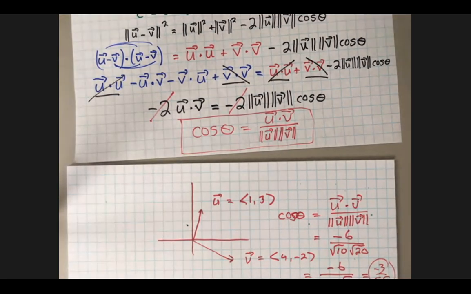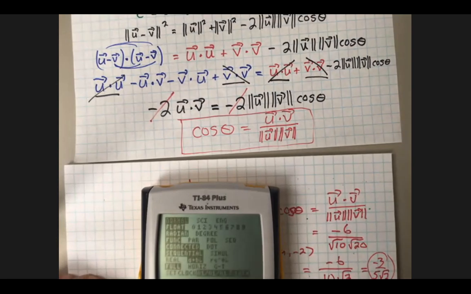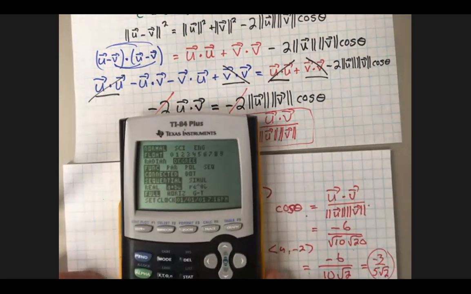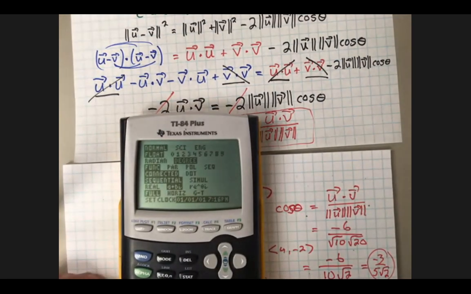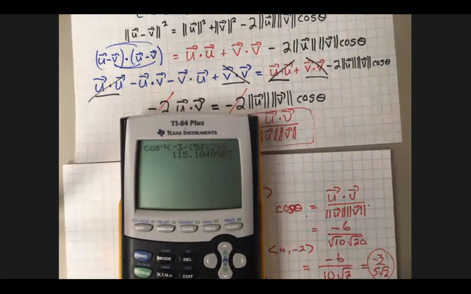Some people argue whether the root 2 should be on the top or the bottom. I'm not going to worry about that right now. I'm just going to, by mode, switch to degrees, just quickly calculate the inverse cosine. That's the cosine of this angle. Let's take the inverse cosine to get the angle. I use degrees. 115.10 degrees.